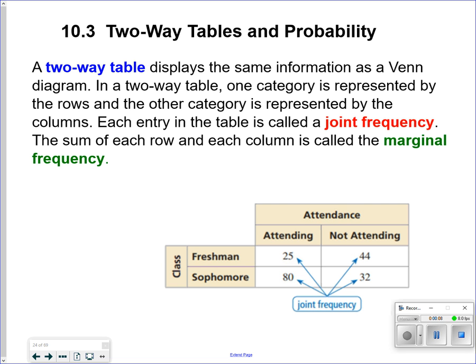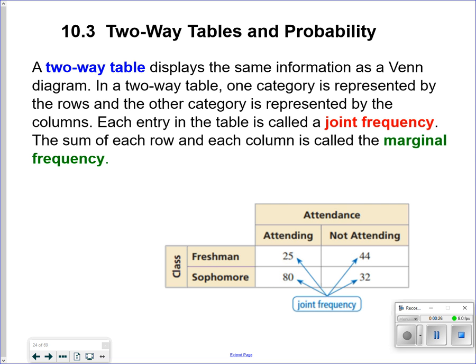A two-way table displays the same information as a Venn diagram. In a two-way table, one category is represented by the rows and the other category is represented by the columns. Each entry is referred to as a joint frequency. The sum of each row and each column is actually called a marginal frequency.